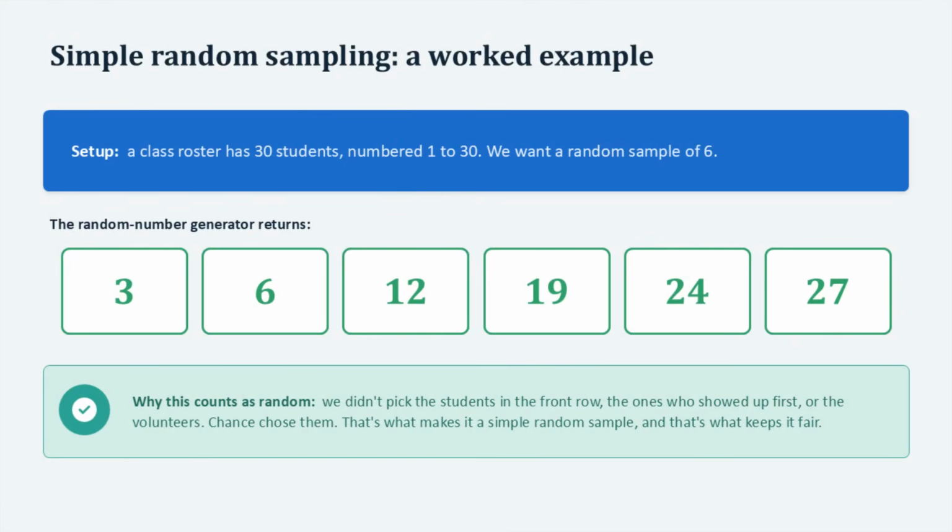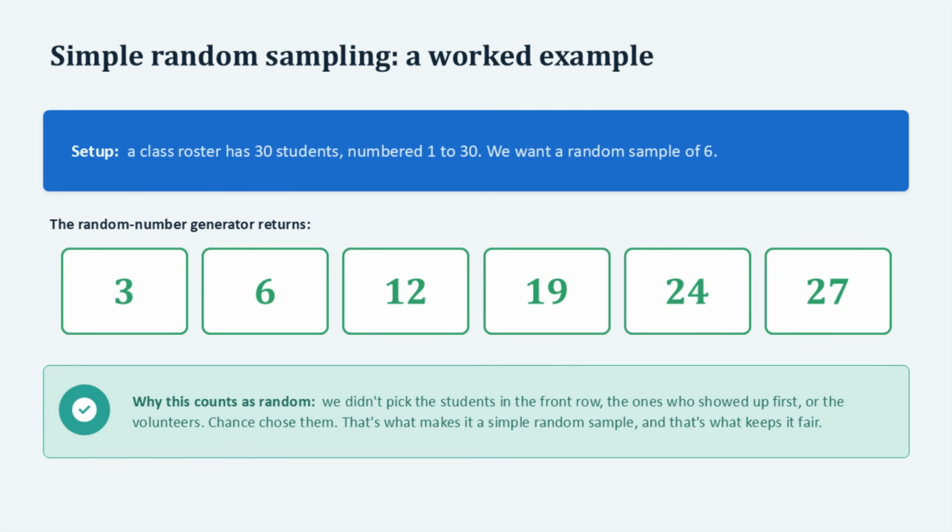Let's do a small example together, so you can see simple random sampling in action. Suppose I have a class roster with 30 students, numbered from 1 through 30. And I want to choose a random sample of 6 students. So I use a random number generator, and it gives me these 6 numbers: 3, 6, 12, 19, 24, and 27. And that's it. Those 6 students become my sample.